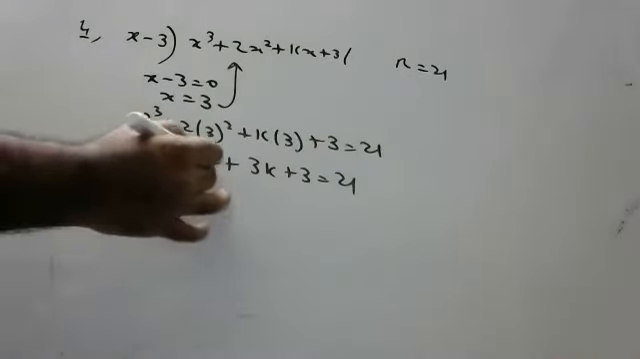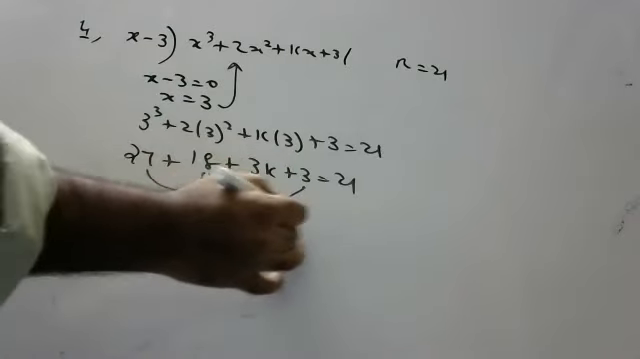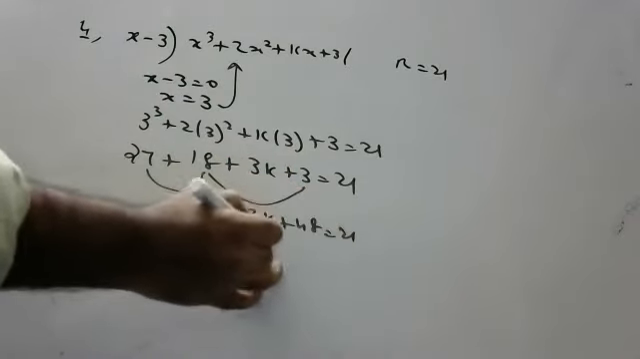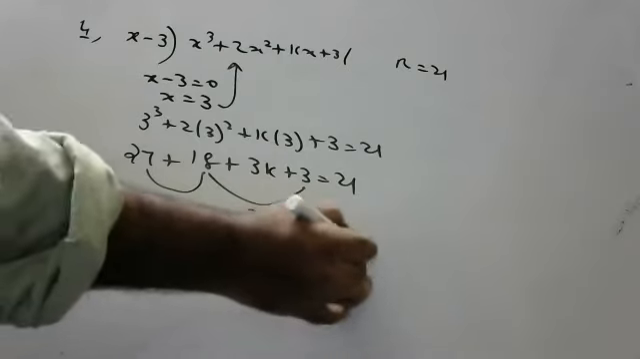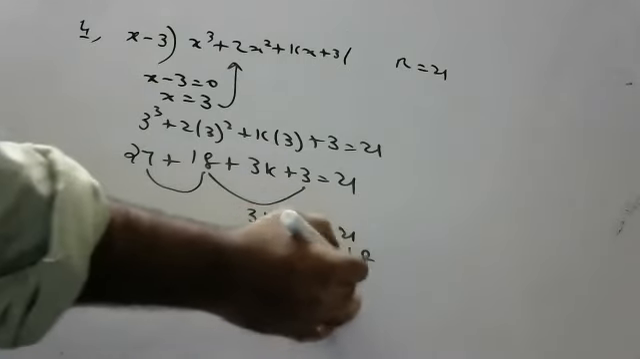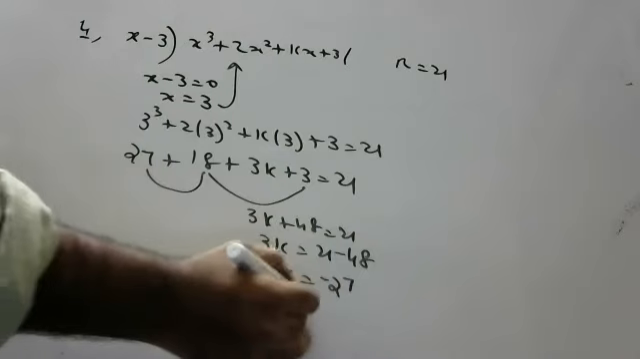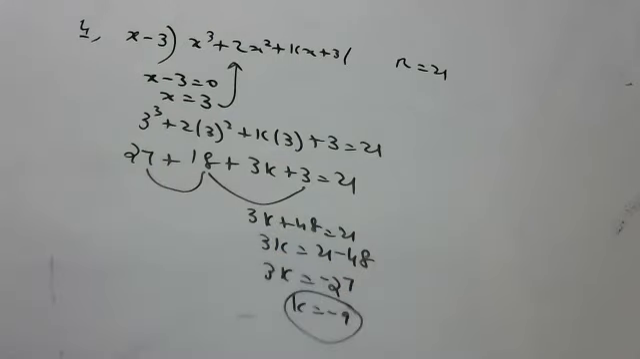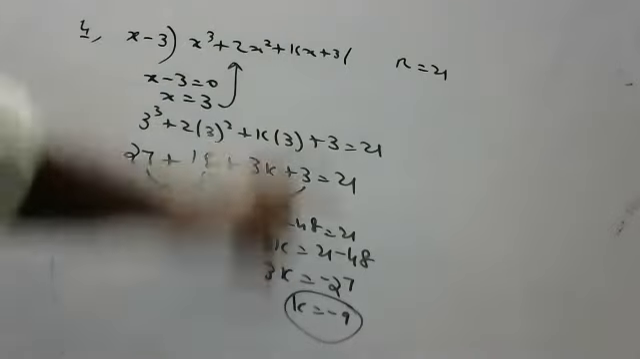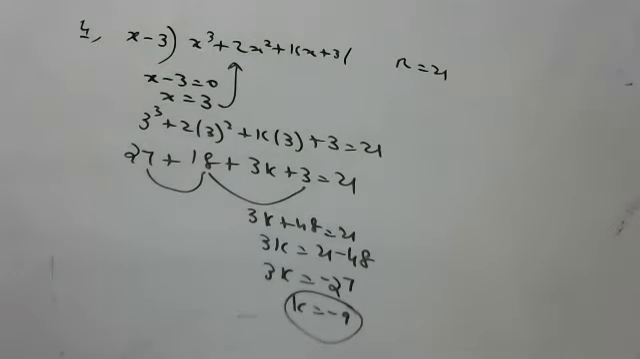This is 45, 48. 3k plus 48 is equal to 21. 3k is equal to 21 minus 48. 3k is equal to minus 27. k is equal to minus 9. Okay, so k is equal to minus 9. I got it, children. After putting k equals minus 9, find the quotient, children.